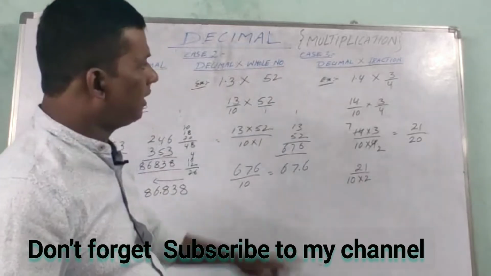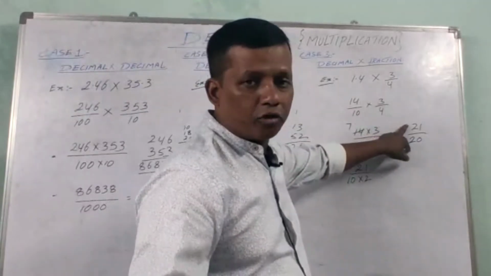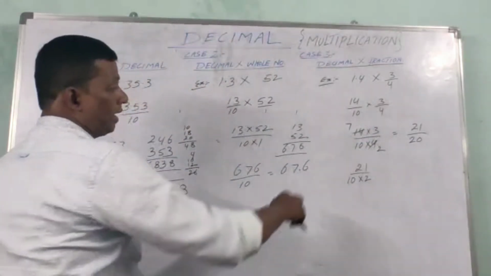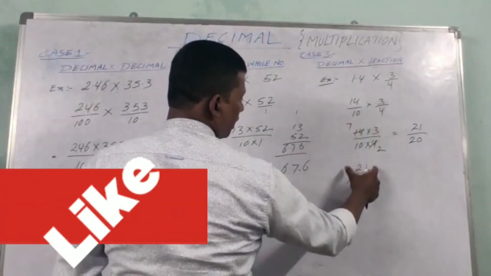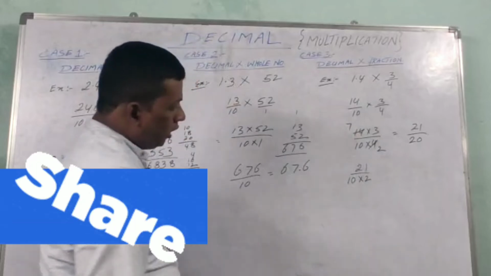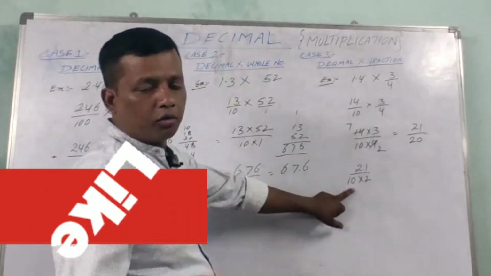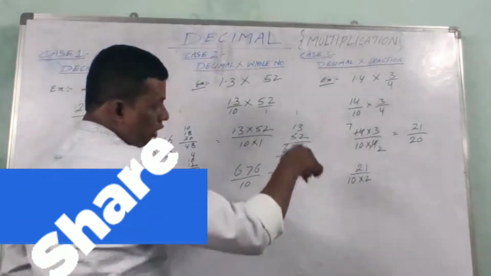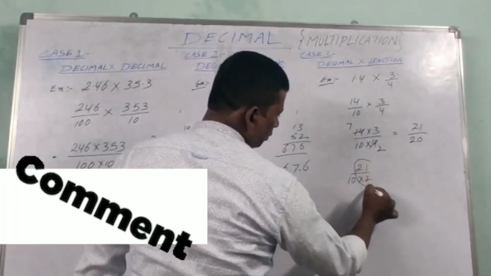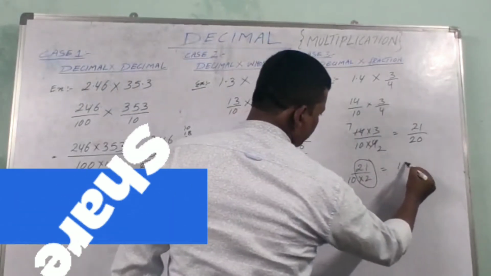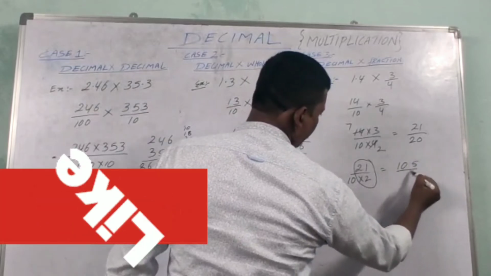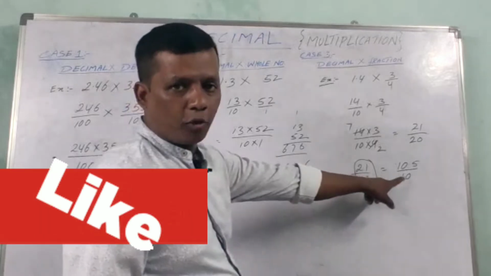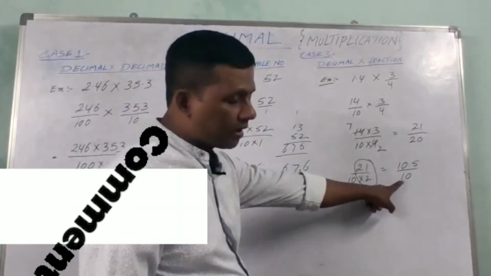Now to get the answer in decimal, we can divide this directly and you will get the answer. Or the second method: write as it is 7 into 3 is 21, 10 into 2. Do not divide with the zeros. If you have zeros, keep them as they are. 21 by 2, divide these two, what will you get? 10.5, divided by again 10. 21 by 2 is 10.5.